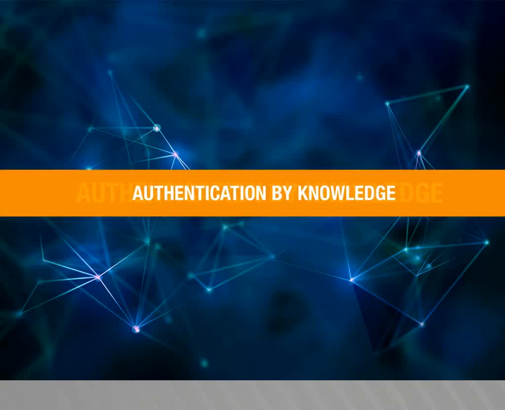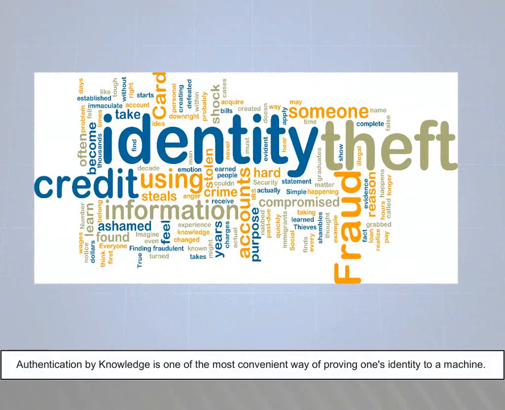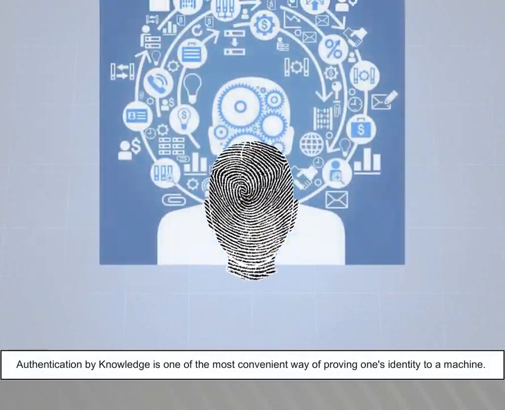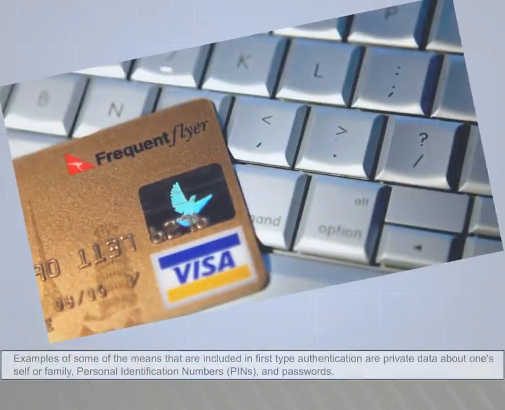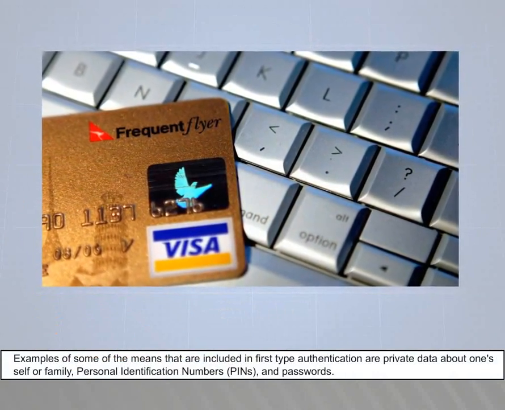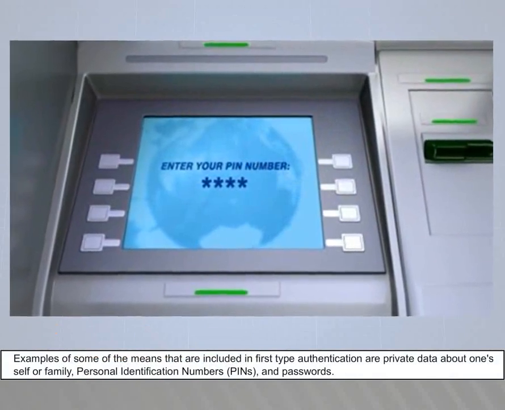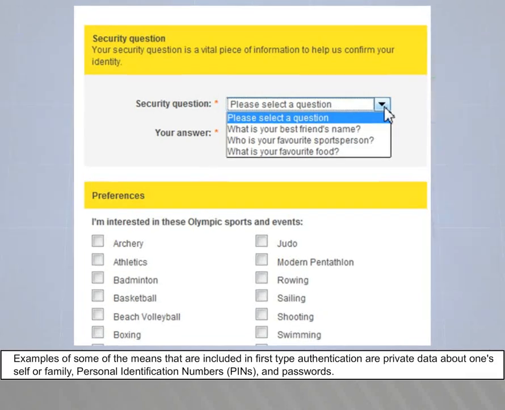Authentication by knowledge. Now, let us see about the process of authentication by knowledge. Authentication by knowledge is one of the most convenient ways of proving one's identity to a machine. Examples of some of the means that are included in first type authentication are private data about one's self or family, personal identification numbers, PINs, and passwords.